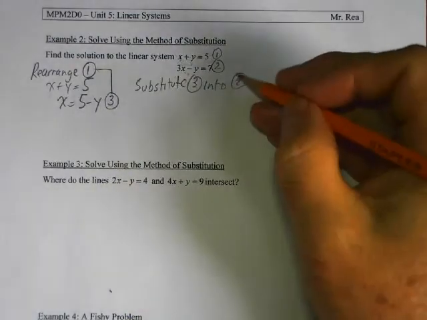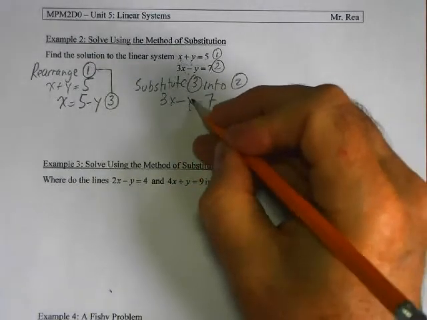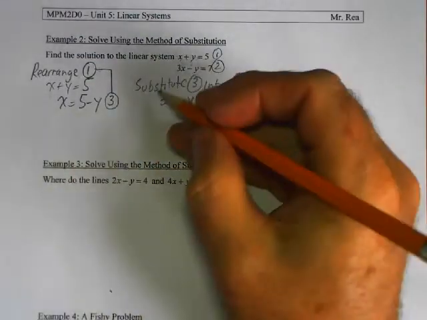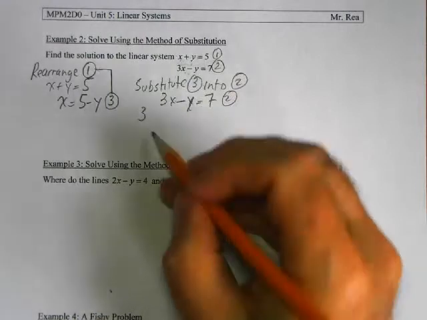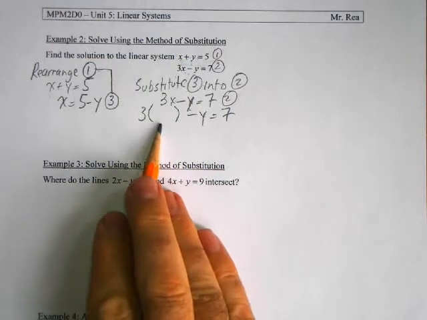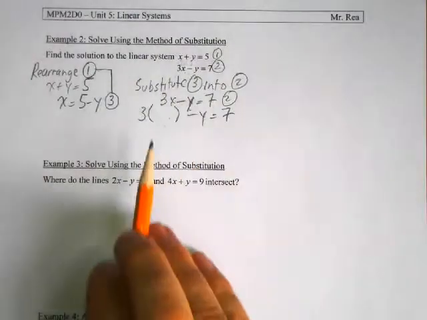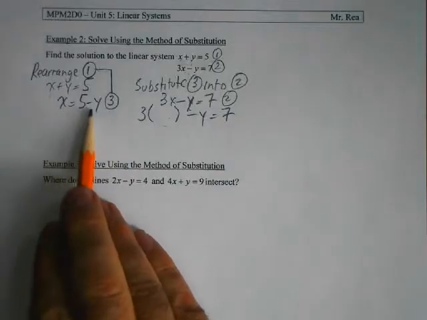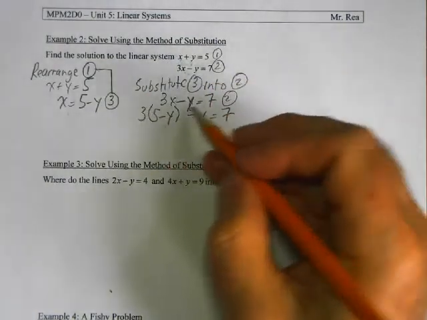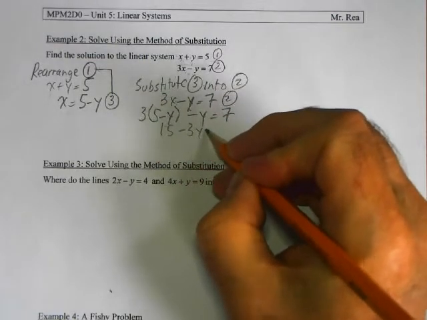Okay, so just like we did last time, I'm going to write out equation 2, and since I'm isolating for x, I'm going to replace the x here with a set of empty brackets. Okay, so 3 empty brackets minus y equals 7. What goes inside? Well, what's the value of x? Well, according to this equation, it's 5 minus y. So put that in, and then we expand it. So 3 times 5 is 15, minus 3y minus y equals 7.